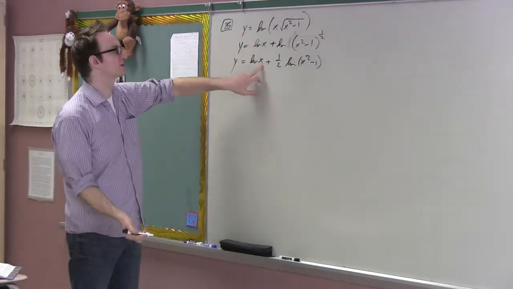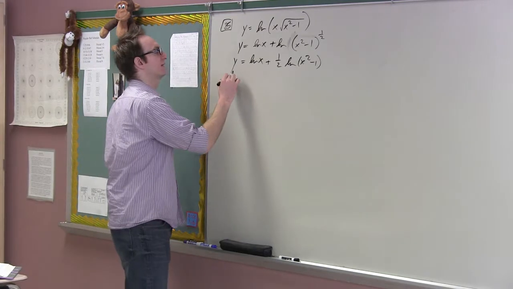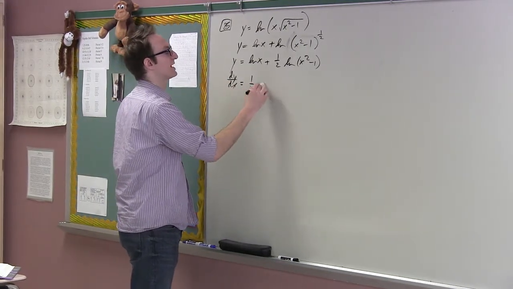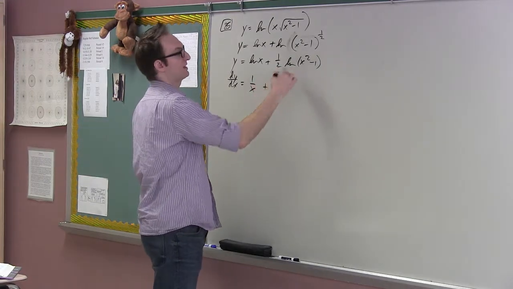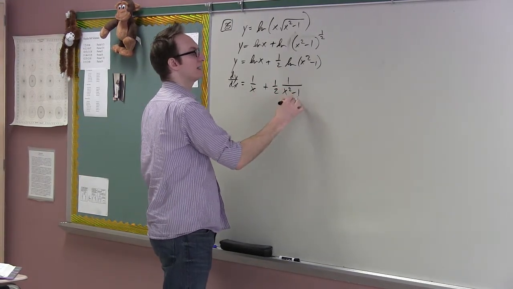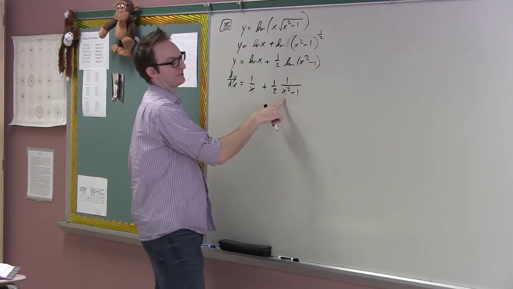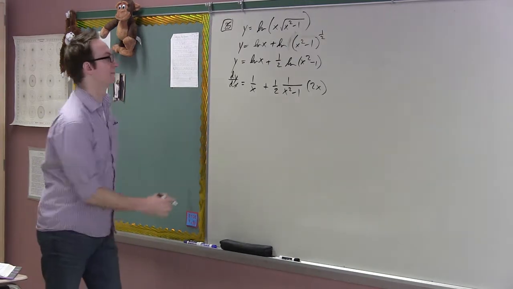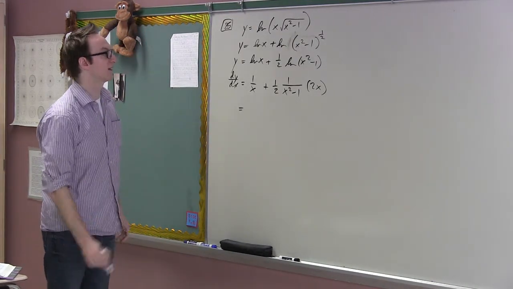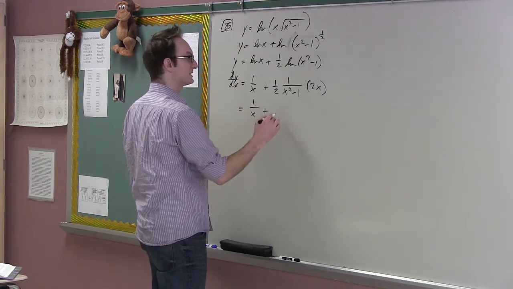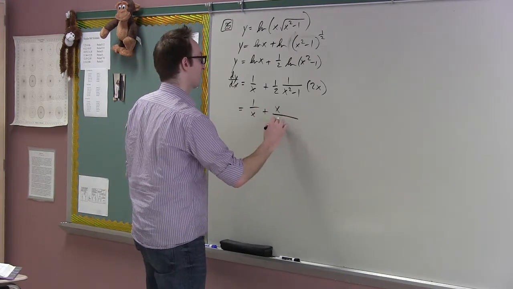So I've done all this work. Now when I take the derivative, it's really easy. The derivative of ln x is 1 over x, and the derivative of 1/2 ln of something is just 1/2 times 1 over the something, times, back inside, the derivative of x squared minus 1, which is 2x. And if you want to write it one final time, nice and pretty, the 2's cancel, so this is 1 over x plus x over x squared minus 1.